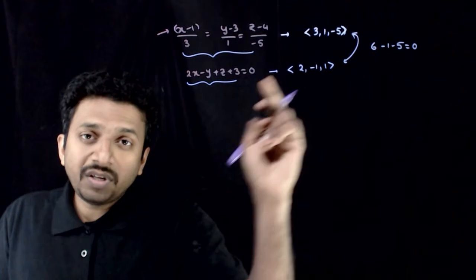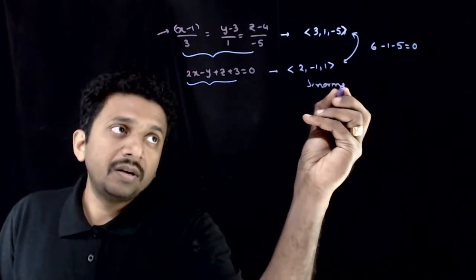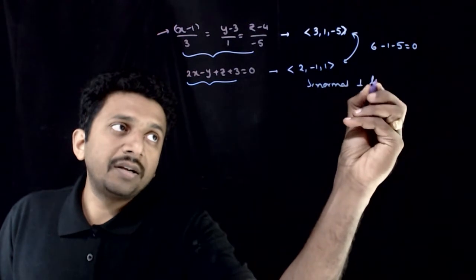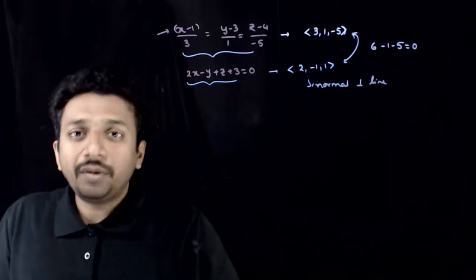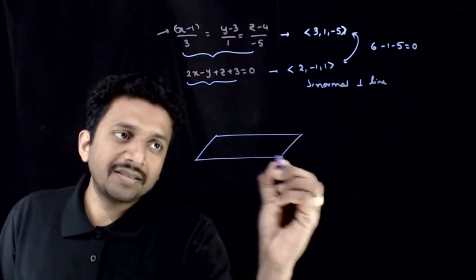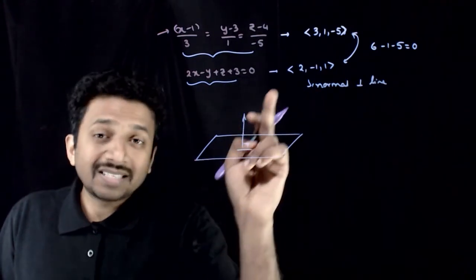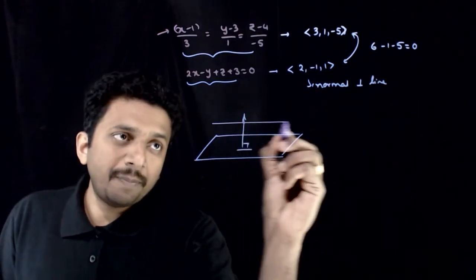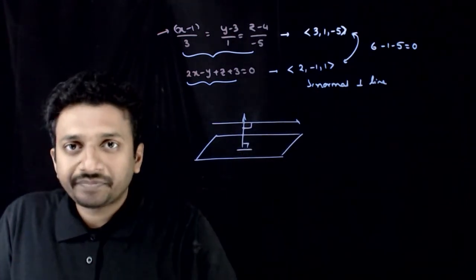So the dot product of these two is 0. That means this normal is perpendicular to the line. That means the line is parallel to the plane. That means if you have the plane like this, and if you have the normal, this line is perpendicular to the normal. That means this line is parallel to this plane.